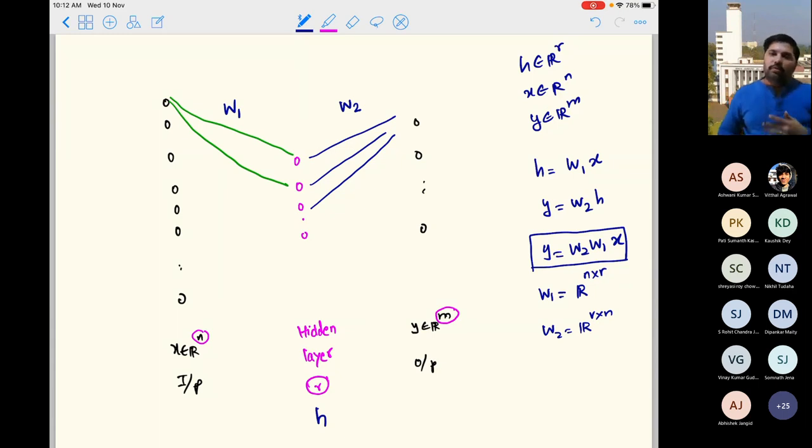Sir, should W1 be r cross n or n cross r? W1 is, sorry, n cross r. You're right. And similarly, W2 should be r cross m. Yeah, you're absolutely right. So in the notation that I'm using here today, these are the sizes of the matrices. Thank you. So does that make sense? What I have done here, does that make sense?